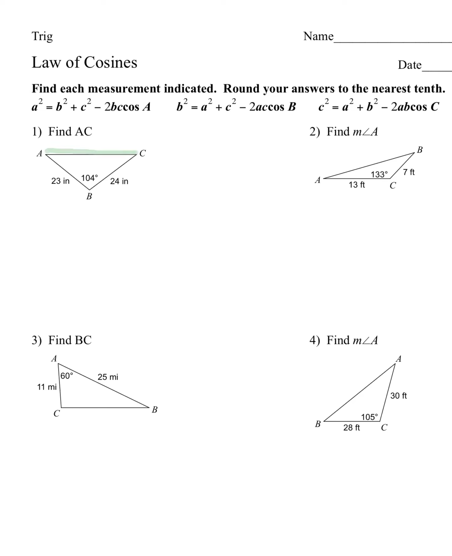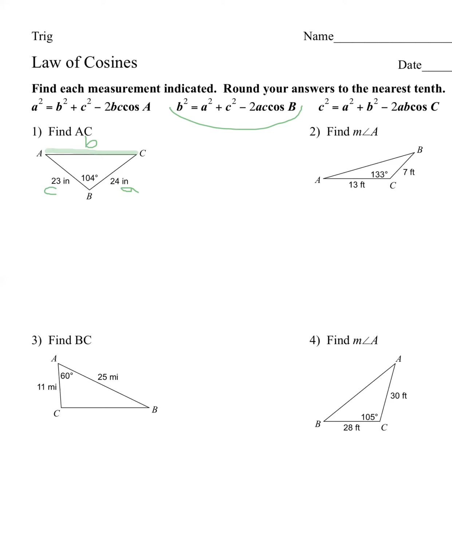First thing I want to do is think about that in terms of lowercase letters. Is side AC going to be lowercase a, b, or c? Hopefully you said b because it's across from angle B, right? Across from angle A would be lowercase a, and across from angle C would be lowercase c. All right, so we're trying to find b. If I look at my three equations, this one already has b squared by itself on the left-hand side. So I'm going to use that one.